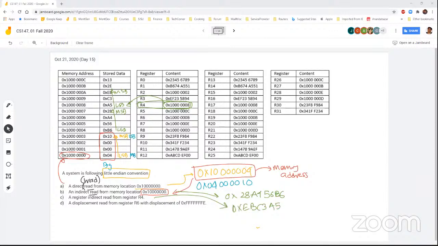Sorry, not this one. It is MSB 4, so basically 1, 2, 3, 4 in here. This is my MSB. So that means this is going to be 2E EB C3 A5.